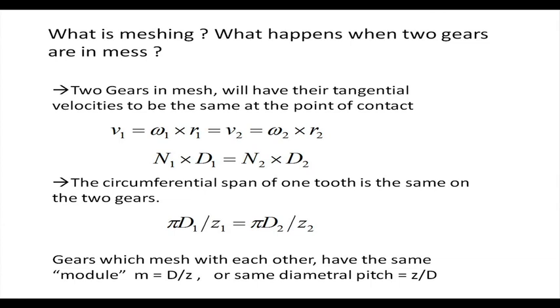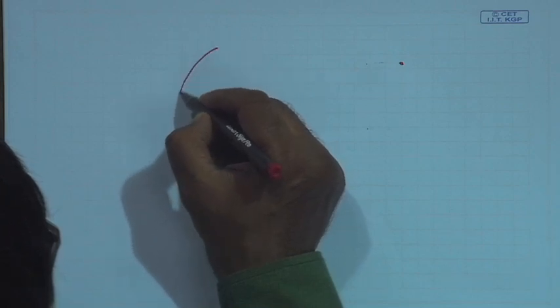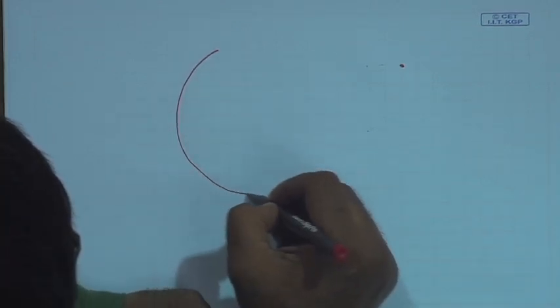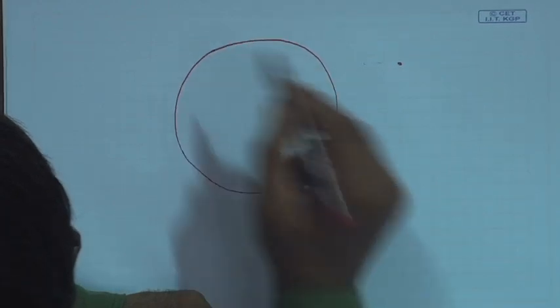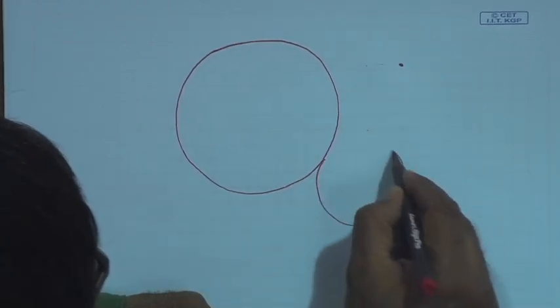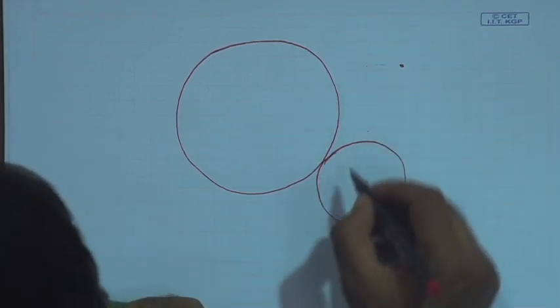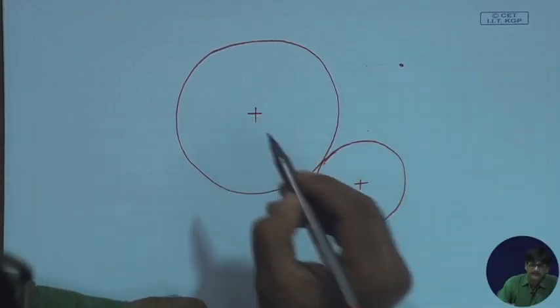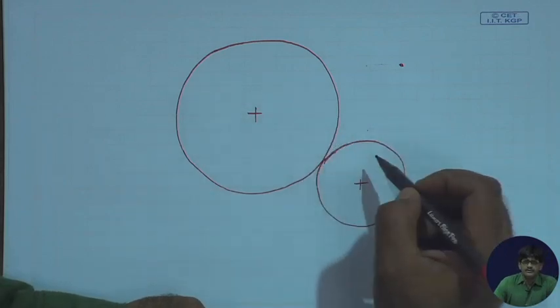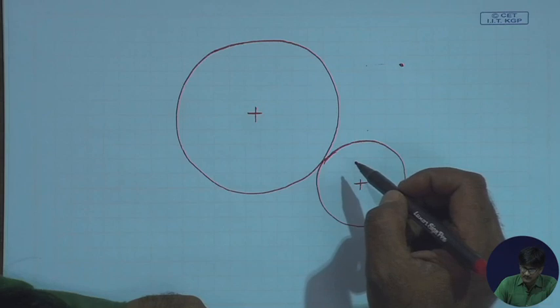So, when two gears are in mesh, we have stated in the first statement that the tangential velocities have to be the same at the point of contact. Let us have a quick look at that. So, if you look at this particular figure where we are basically representing the gears by circles, this is a sort of simplification of the figures.